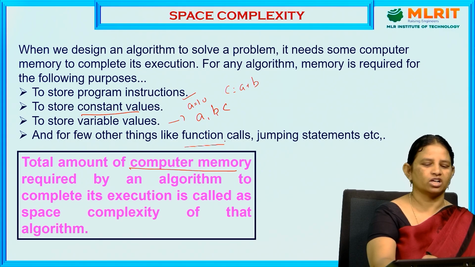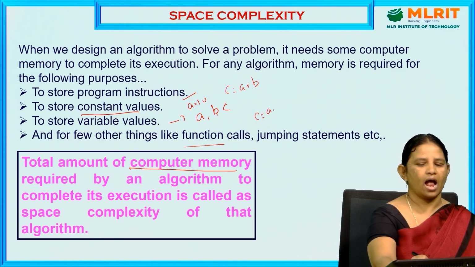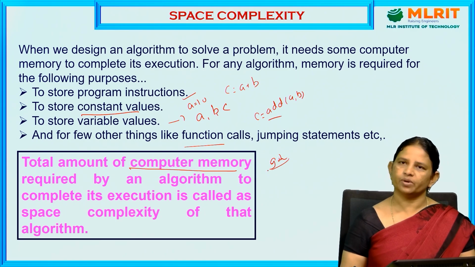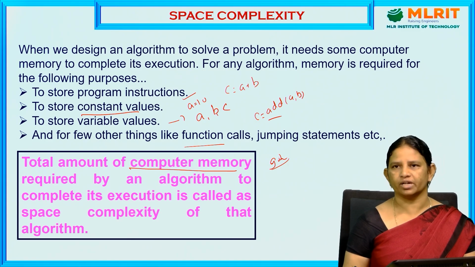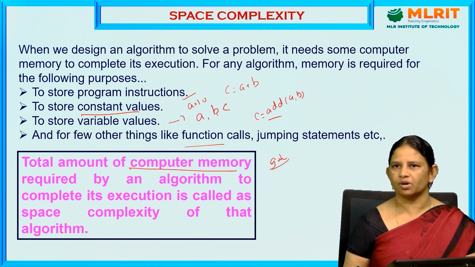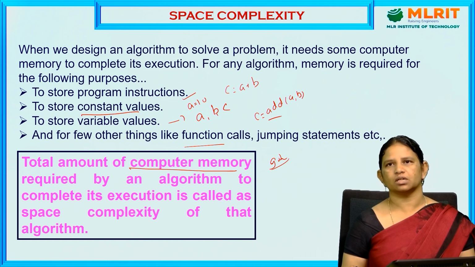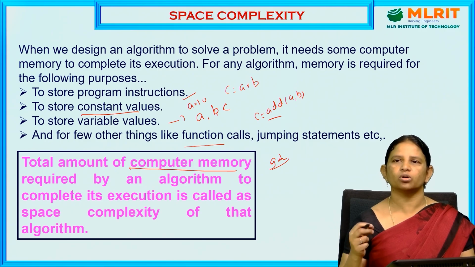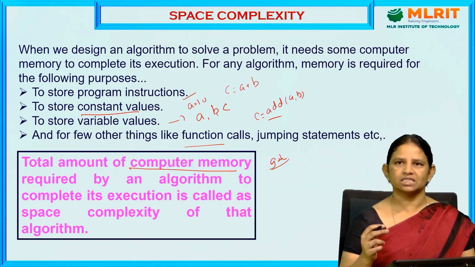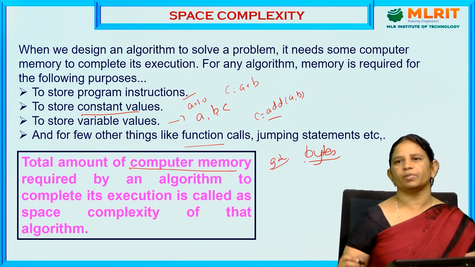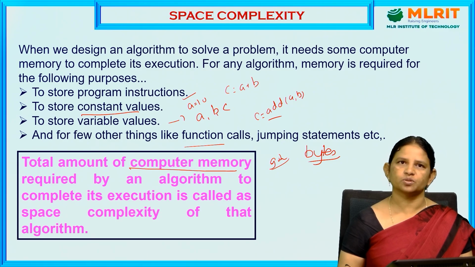And also function calls. C equal to add of A comma B is a function call. Or goto, which is a jumping statement. For jumping statements, memory is required. For function calls, memory is required. For variables also, memory is required. For constant values, memory is required. Then for program instructions, memory is required. Based on all these things, we are going to calculate how much memory is required. The memory is represented in terms of bytes. Byte is the measurement for memory. What is the definition of space complexity?